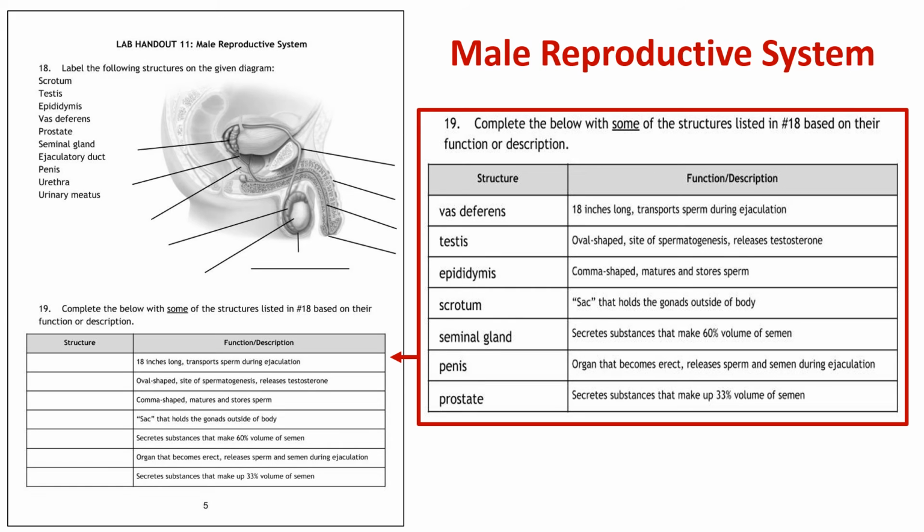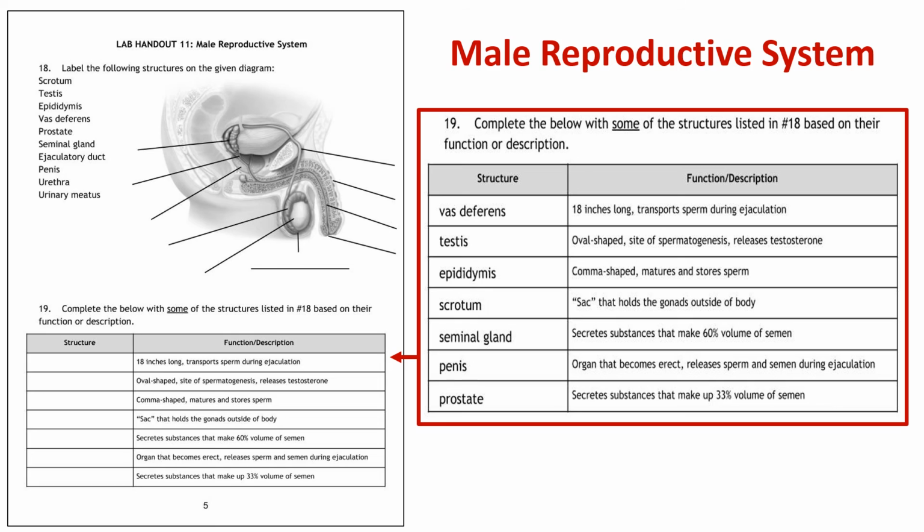Complete the chart below. Vas deferens, 18 inches long, transports sperm during ejaculation. Testes, oval-shaped, site of spermatogenesis, releases testosterone.